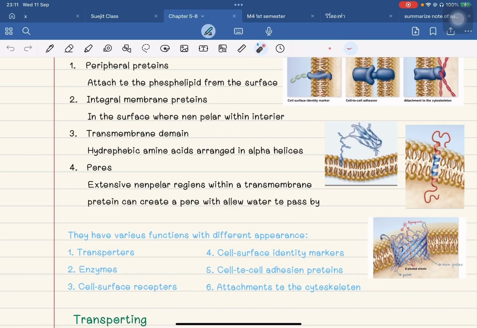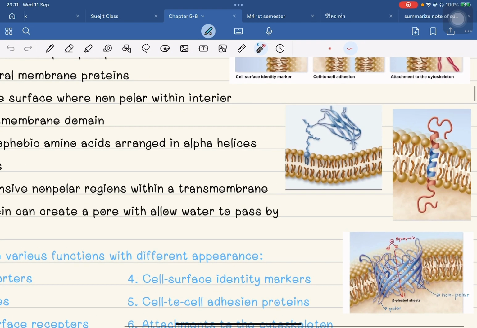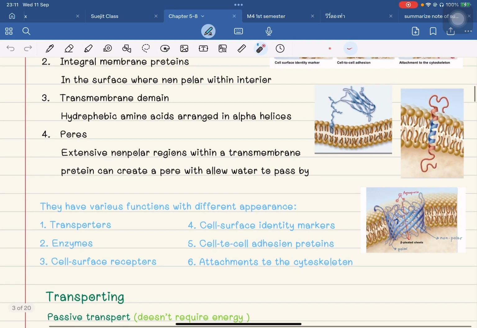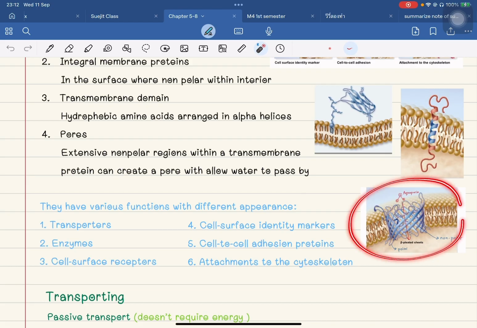The third one is the transmembrane domain, the hydrophobic amino acids arranged in an alpha helix, which is this one. Because of this, they have the hydrophobic part, which doesn't like the water. Number 4 is pores. Pores are like this one. These are pores. They are the extensive non-polar region within the transmembrane. The proteins can create pores that allow water to pass by.